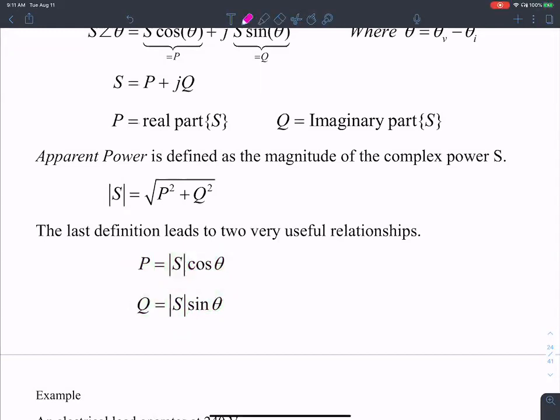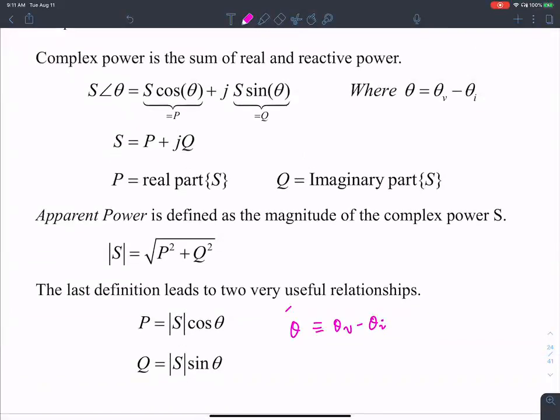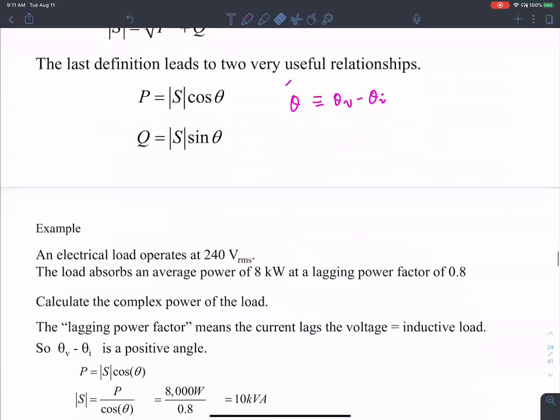Finally, we come to a point where theta, defined as theta V minus theta I, we're ready to give a name and define it. Whereas S is defined as the apparent power, which is the magnitude of the complex power.